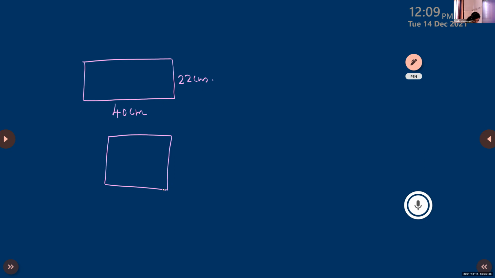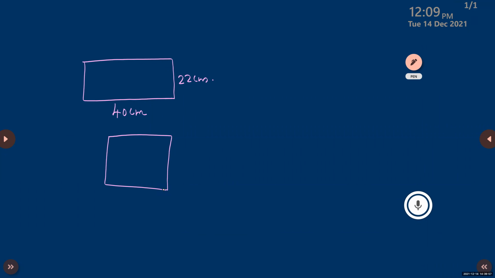Bent to form a square. And so what is asked? What will be the measure of each side of the square? So how can you find out? Think and tell me the method.